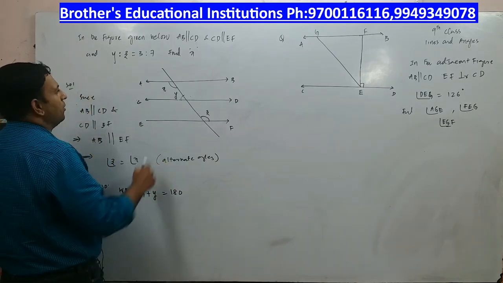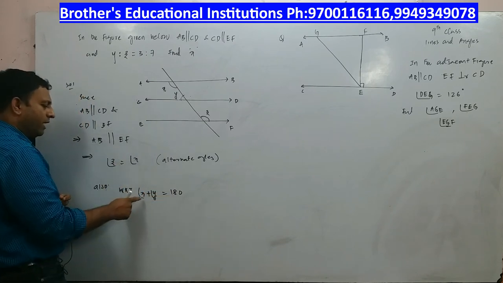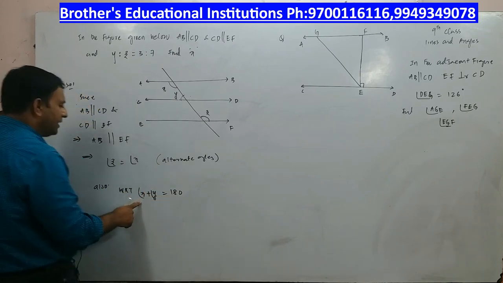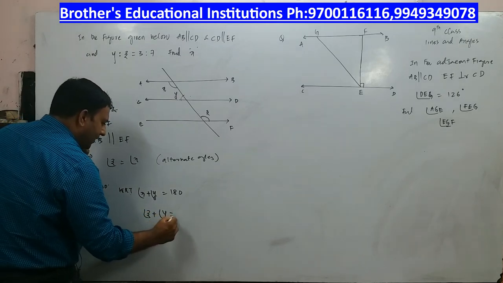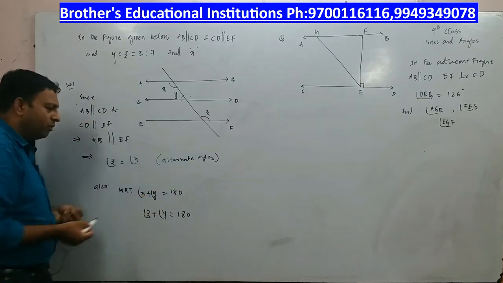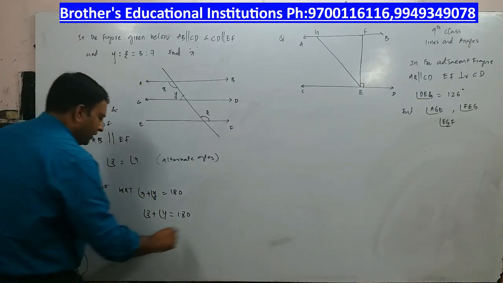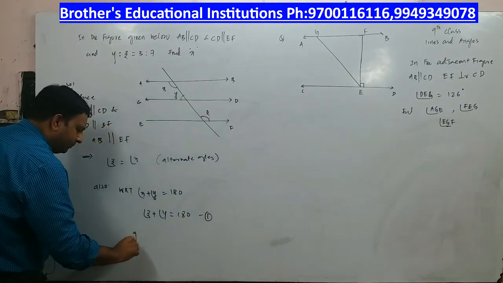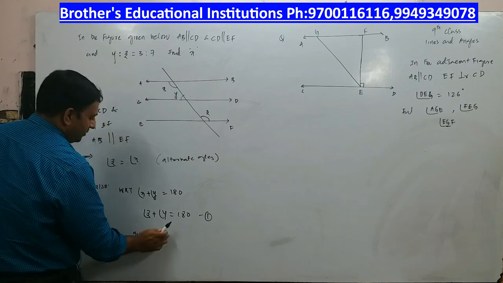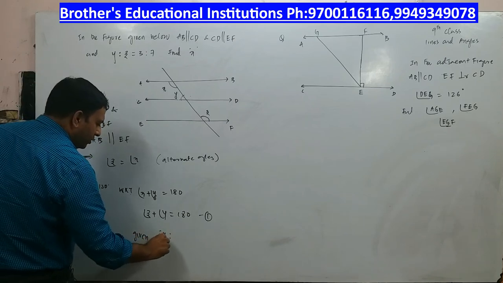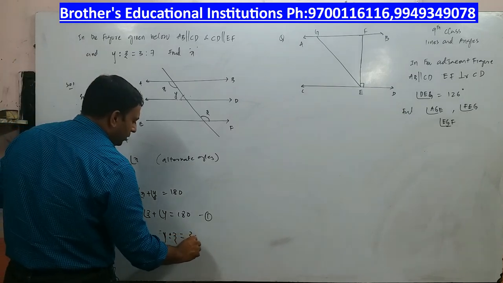But I have already told you that angle X plus angle Y is equal to 180 degrees. But what is angle X equal to? Angle X is equal to angle Z. So I will write angle Z plus angle Y is equal to 180 degrees. Call this equation 1. Now the ratio between Y and Z is given to you. Y is to Z is equal to 3:7.